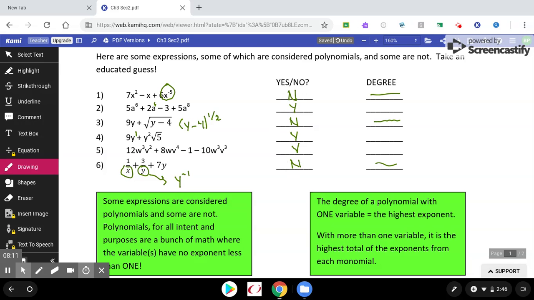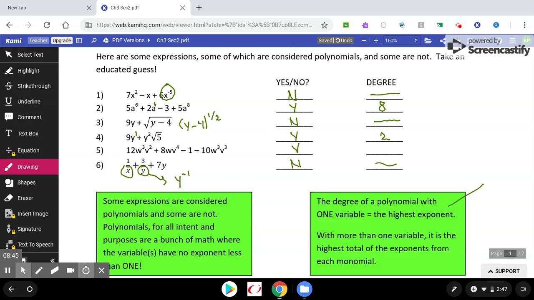Now the degree is pretty easy under one set of circumstances, not so much on the other one. If you read this little spot right here, it says the degree of a polynomial with one variable is the highest exponent. So if you look at number 2, there's a bunch of a's. There's no b's, there's no c's, there's only one variable. So all we have to do is find the highest exponent, which in this case is an 8. And the degree is 8. On number 4, there's only y's. There's no z's, no w's, no x's. And the highest exponent I see is 2. So the degree is 2.